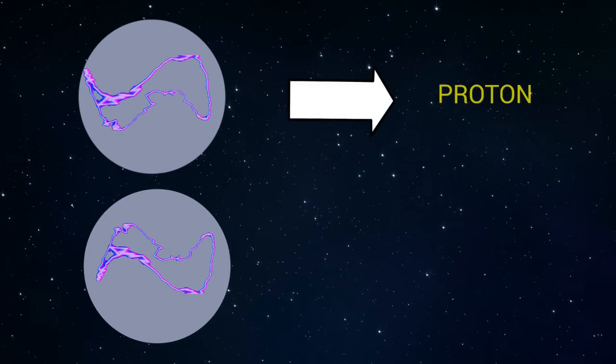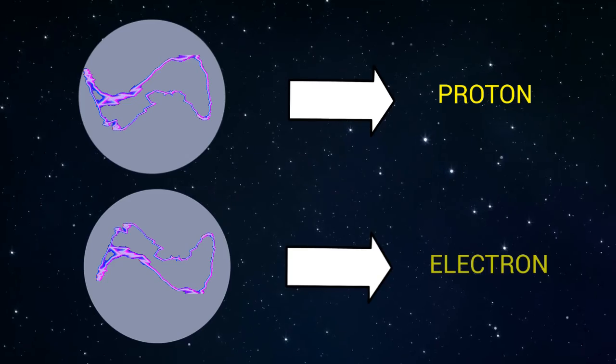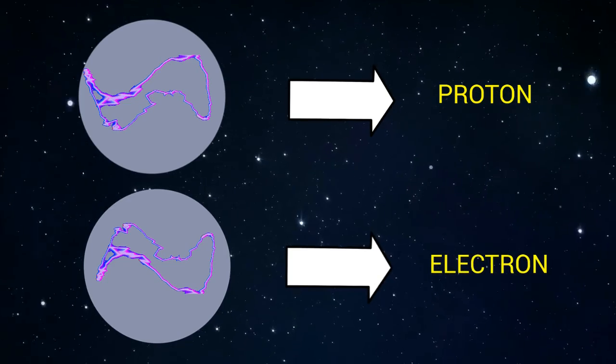A big part of string theory is that physicists theorize that these strings are vibrating, and different vibrations will produce different particles. For example, one vibration of the string may produce a proton, and then a different vibration will produce an electron, and so on. These particles will have different masses and charges as well.